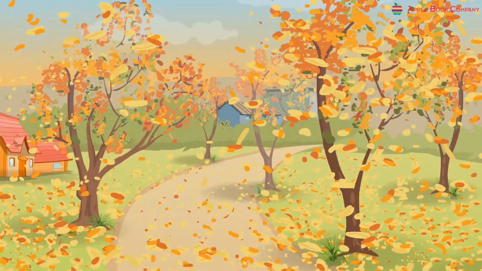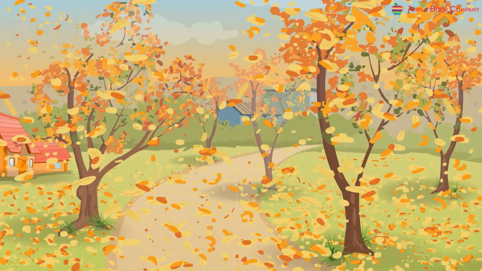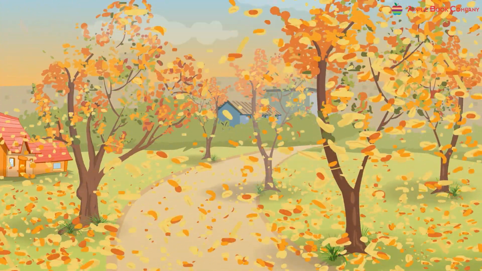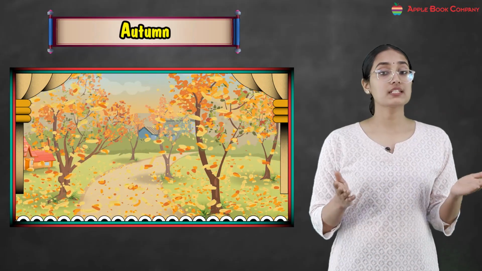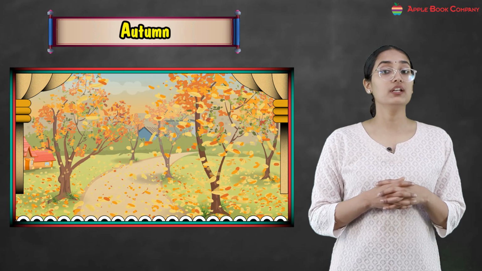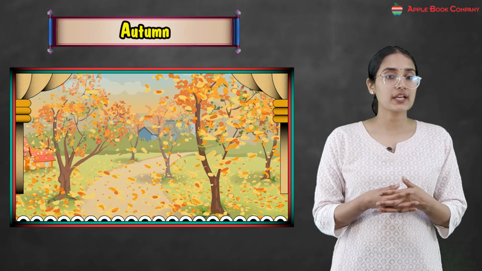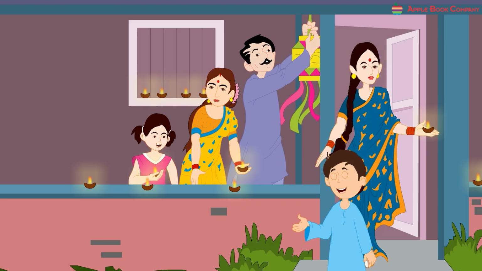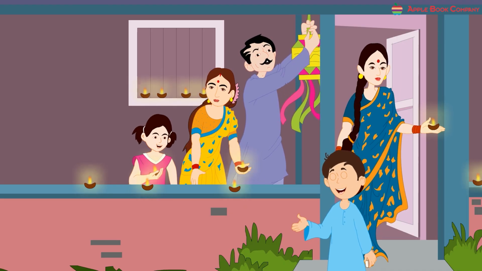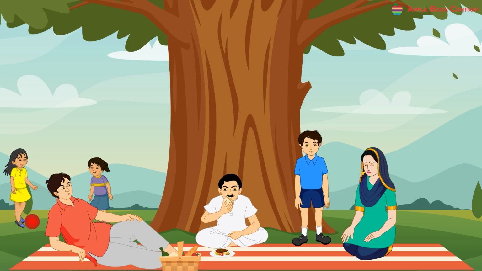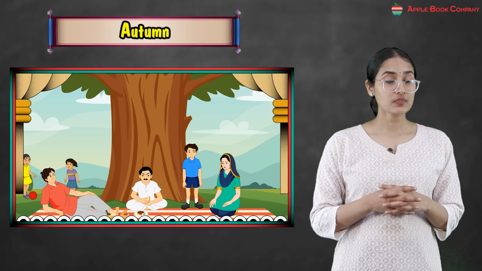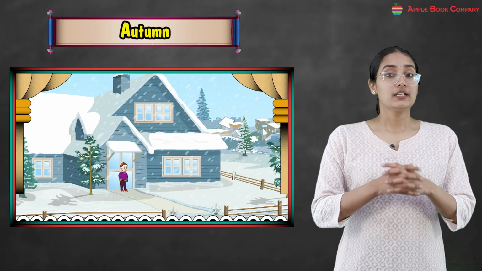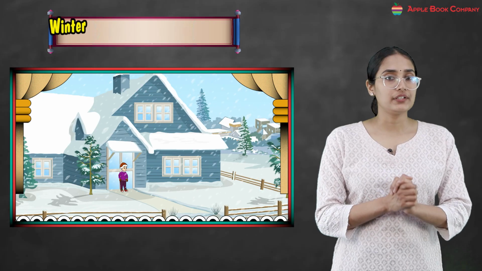And leaves of some trees start to change color and fall, okay? So this is a very pleasant time of the year, and we like spending time outside with our families. During this time, celebrating festivals like Diwali and Dussehra, okay? Enjoying outdoor activities with our families, like picnics also. After this comes the winter, okay?